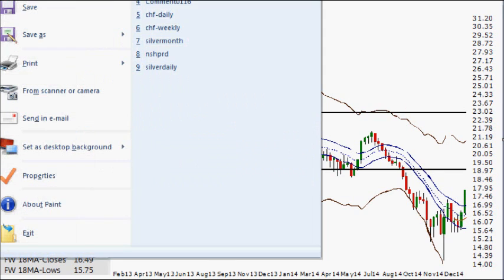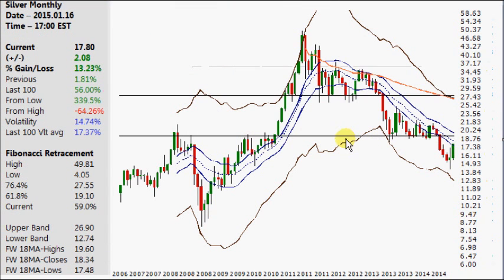Let's take a look at this on a different time frame. How about we'll take a look at it on the monthly chart. In the monthly chart, there's the uptrend, support was taken out here, thus the downtrend still in play.